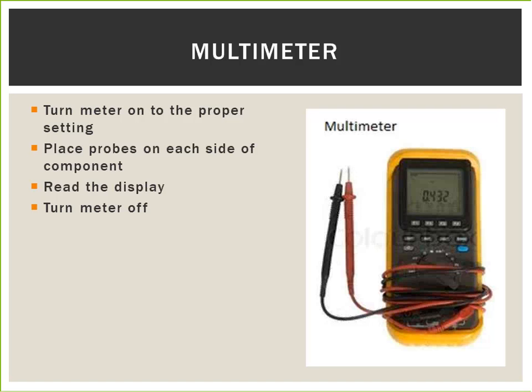To measure AC voltage, set the multimeter to VAC. The reading will also be in volts, although there is no direction to AC voltage.